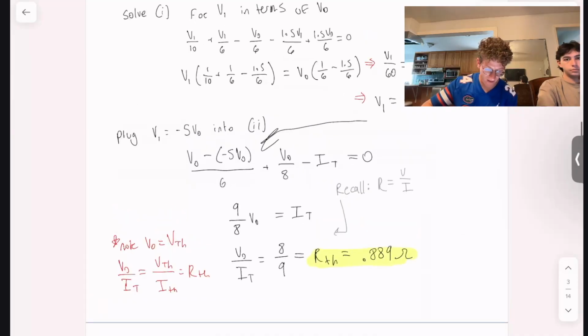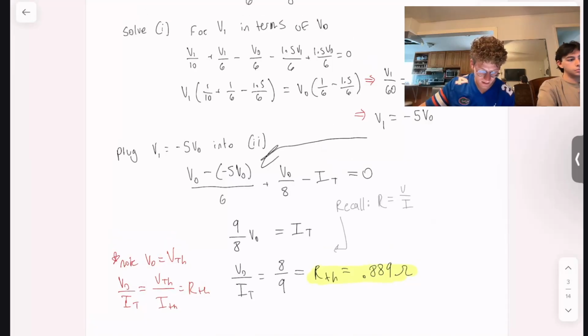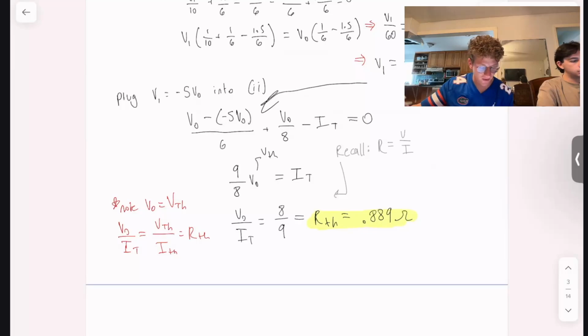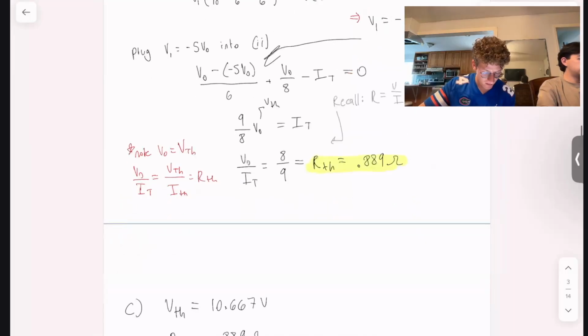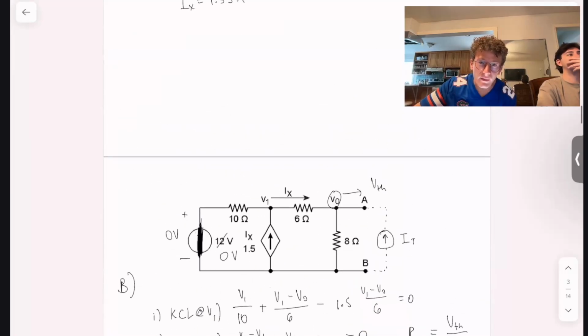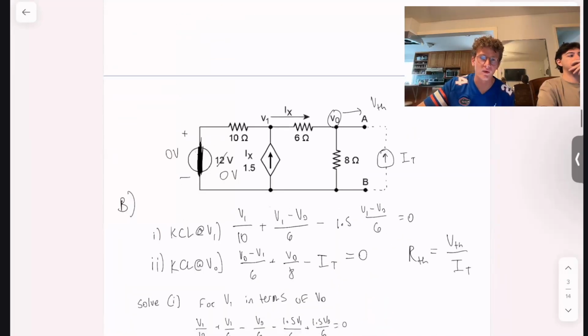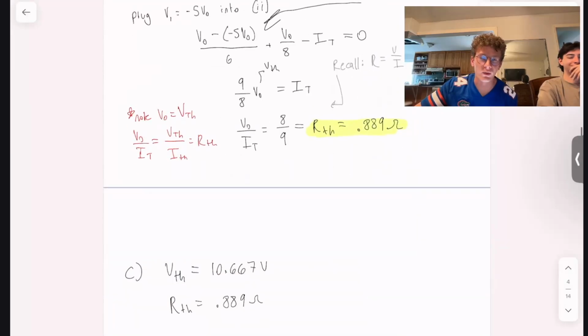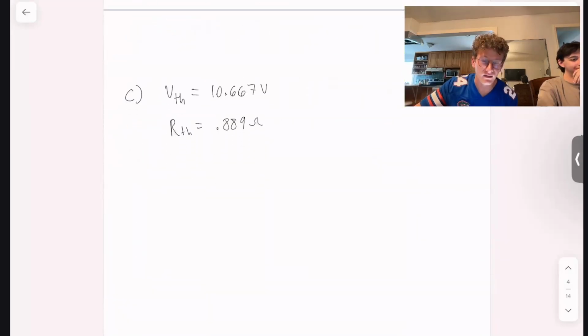And then, simplifying, we get 9 over 8 VO is equal to I Thevenin. Then rearranging for VO, which remember is equal to V Thevenin, we get VO over IT is equal to 8 over 9, which is equal to our R Thevenin value, so 0.889 ohms. So there you have it. There's your Thevenin voltage equivalent that we obtained up here, 10.667 volts. And we have our R Thevenin of 0.889 ohms.